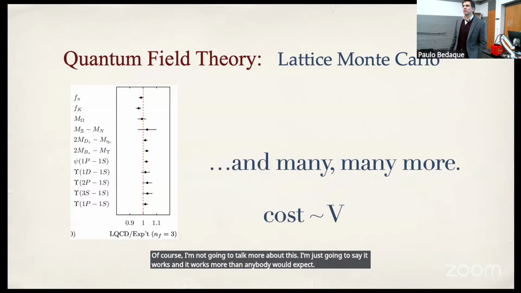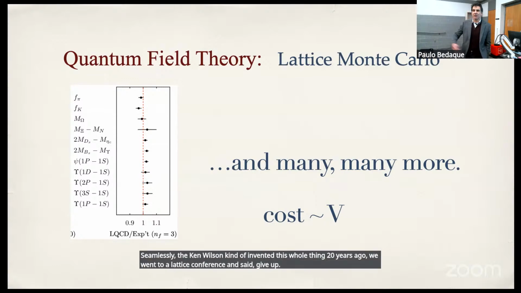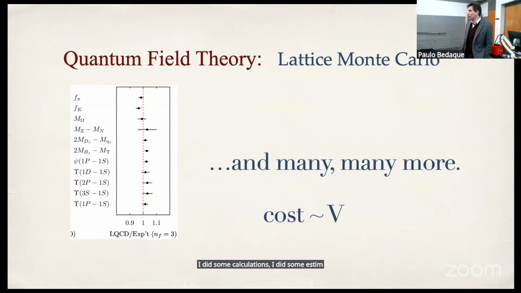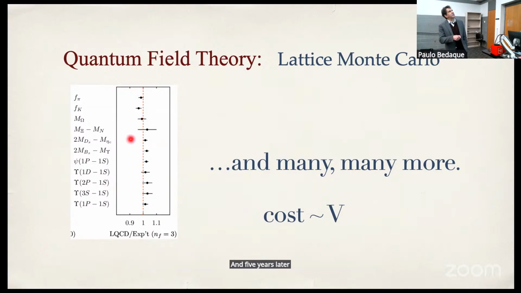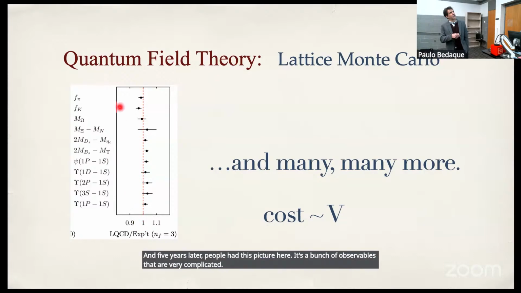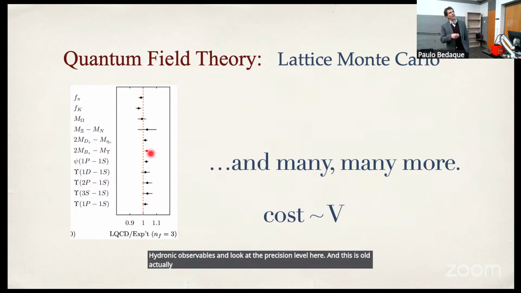Famously, Ken Wilson, who kind of invented this whole thing, 20 years ago went to a lattice conference and said, give up. I did some calculations, I did some estimates. This is never going to work. Find something else to work on. And 5 years later, people had this picture here. It's a bunch of observables that are very complicated, hadronic observables. And look at the precision level here. And this is old, actually. So we can predict all those things and many, many more.